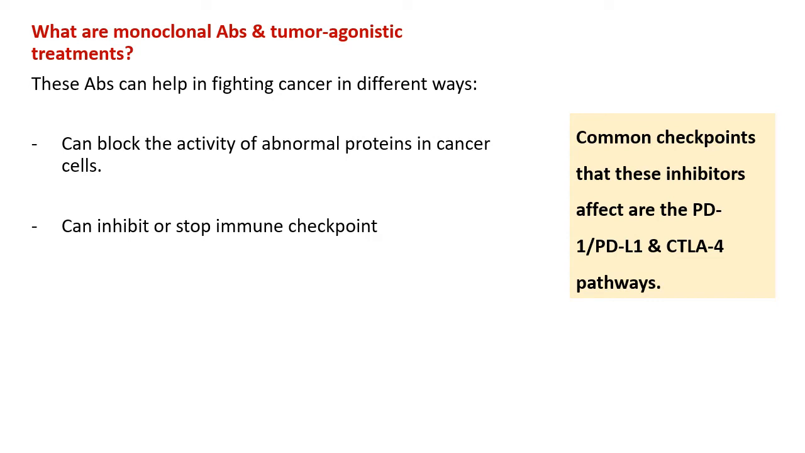Now, what are monoclonal antibodies and targeted treatments? Monoclonal antibodies, as you all know, are made in the laboratory to mimic the host body's natural antibodies. These antibodies can help in fighting cancer in different ways. They can block the activity of abnormal proteins in cancer cells. It's known as targeted therapy. I mean, it has a specific target, and it works on this target.